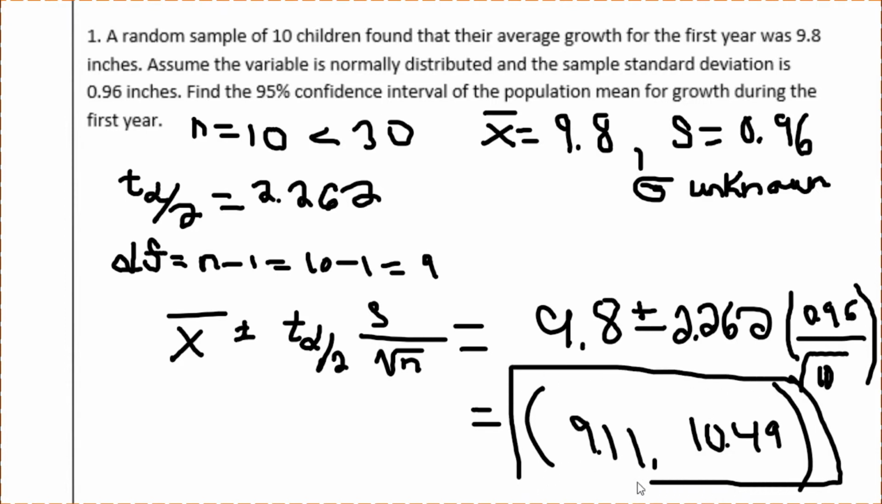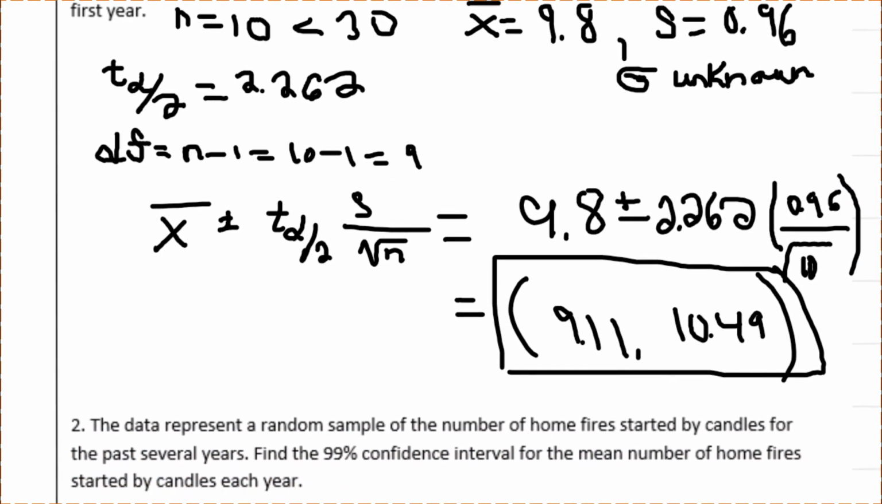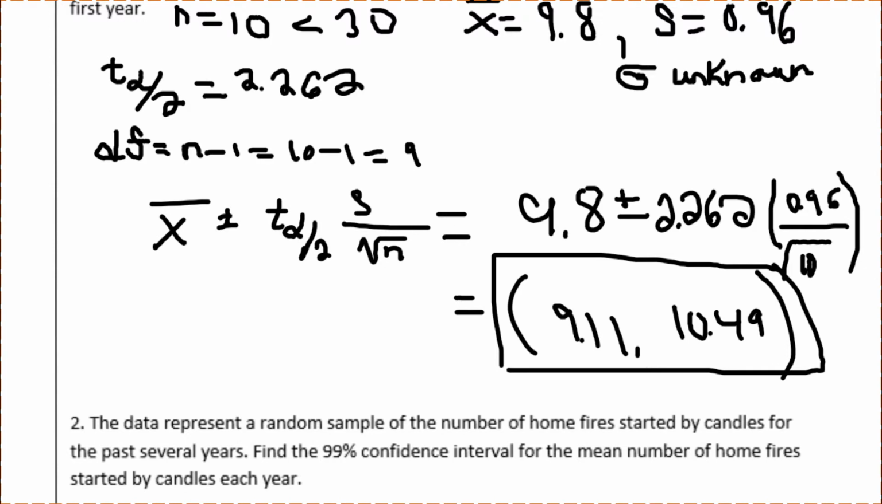So this is saying that if we continually did samples of 10 children and then constructed the confidence intervals, 95% of the confidence intervals will contain the population mean. Okay, so there's a 95% chance that this contains the population mean.